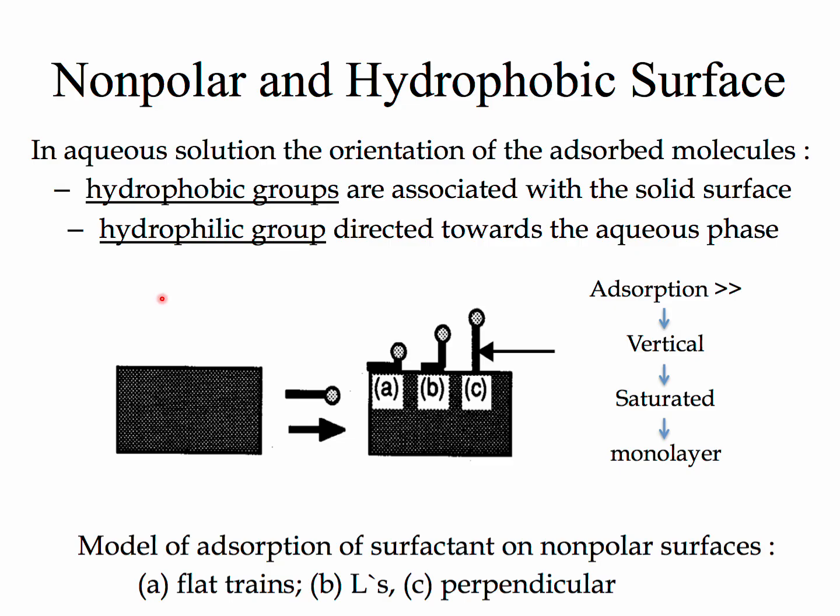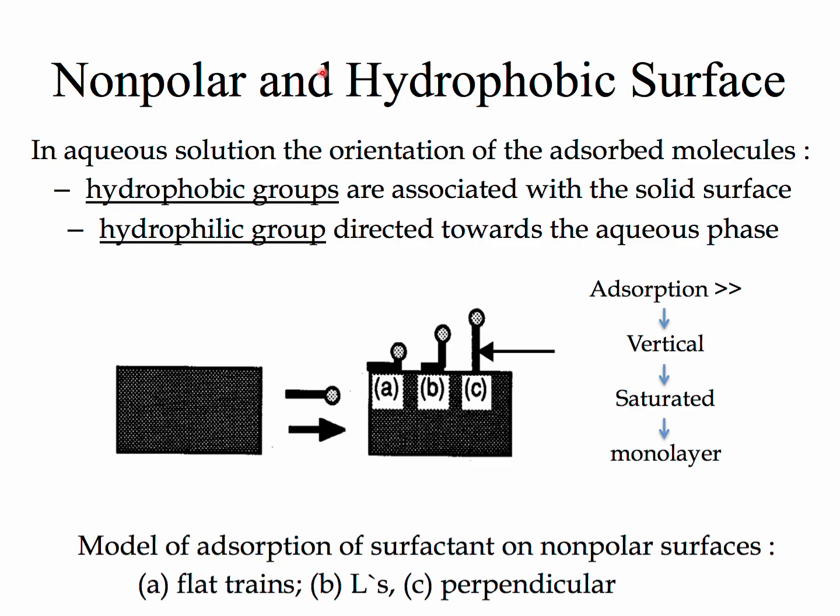If you observe the diagram, here you can see how the arrangement of the molecule changes as adsorption increases. At the beginning, when the surface coverage is low, the surfactant molecule may lie flat on the surface, forming what we call flat trains. So if you see here, the hydrophobic part of the surfactant is adsorbed to the non-polar surface, while the hydrophilic head of the surfactant is pointing outward, interacting with the water solution.